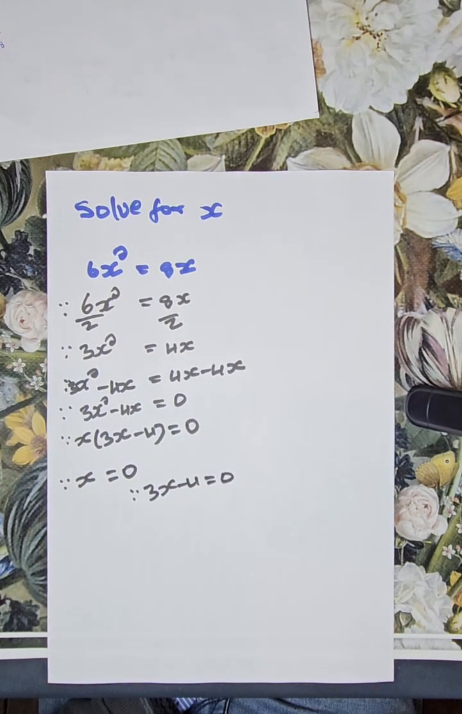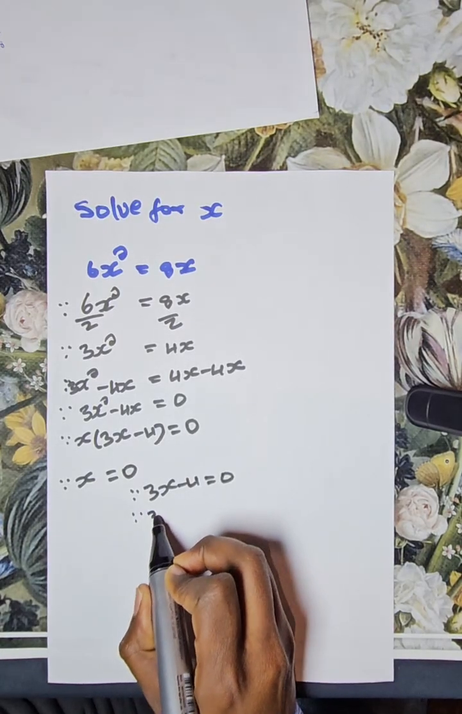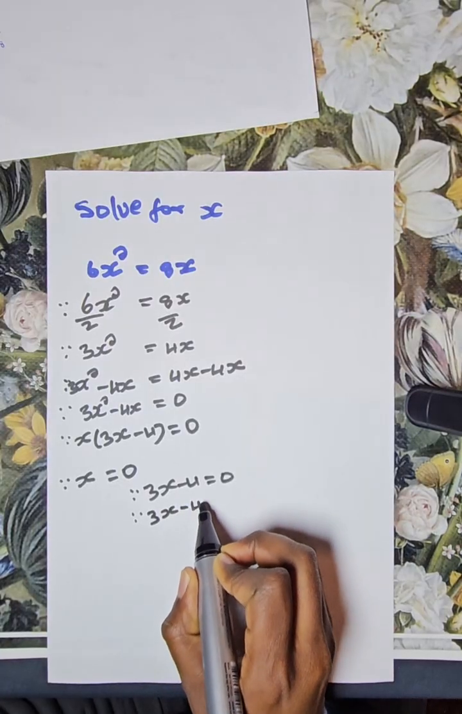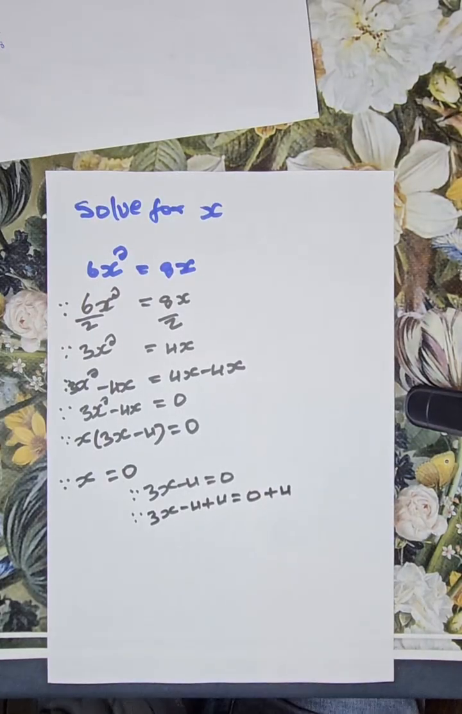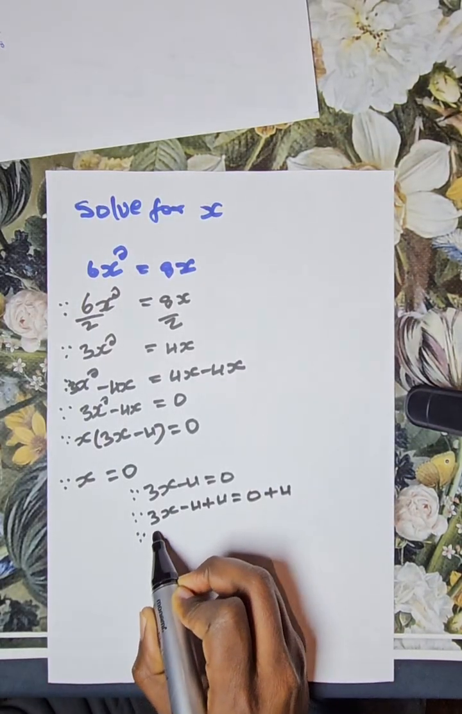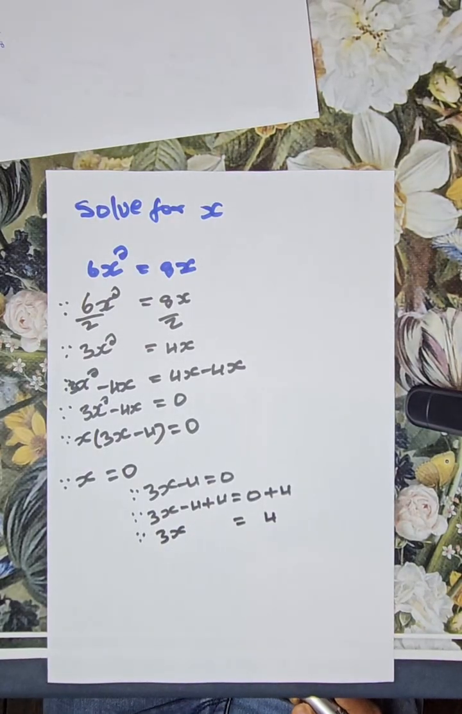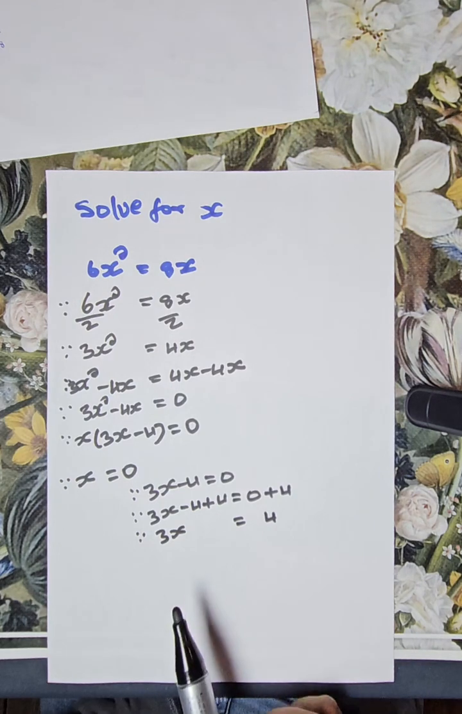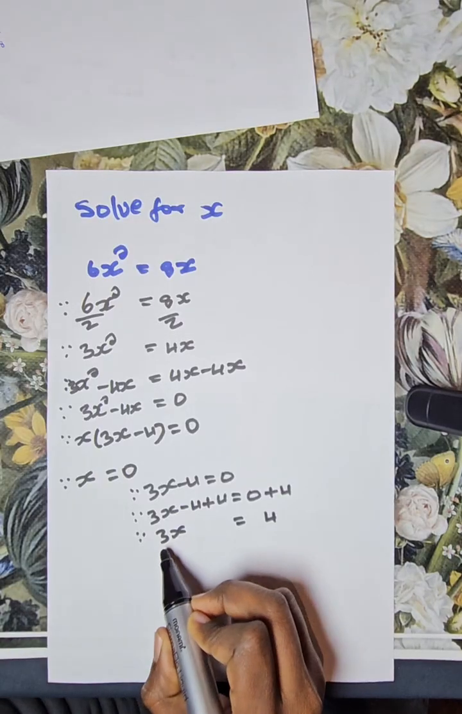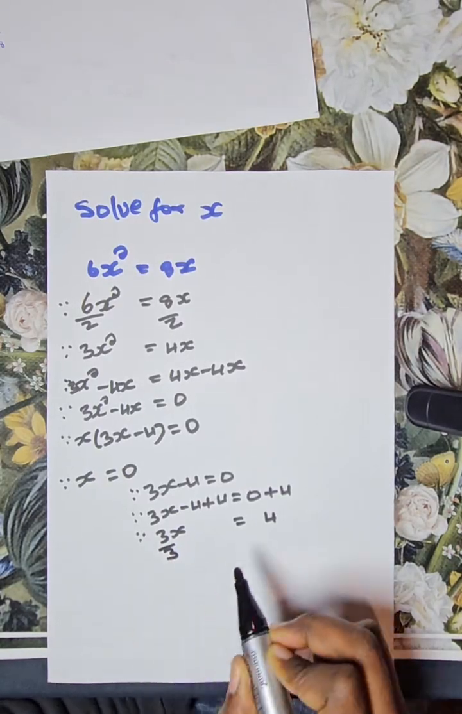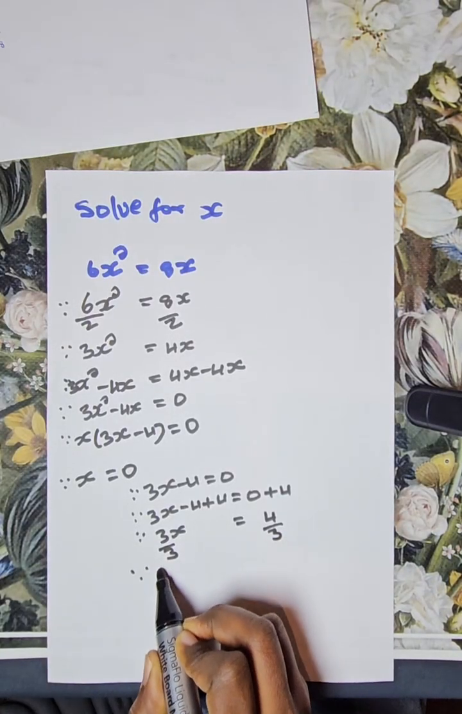We need to isolate the x. We therefore need to get rid of minus 4, and we do this by adding 4 to both sides. Well done. This simplifies to 3x equal to 4. Now we still need to get rid of this 3. That's the coefficient of x. How? We divide by 3, and the same, we divide the other side too. Cancel out the 3's. We are left with x equals 4 over 3.